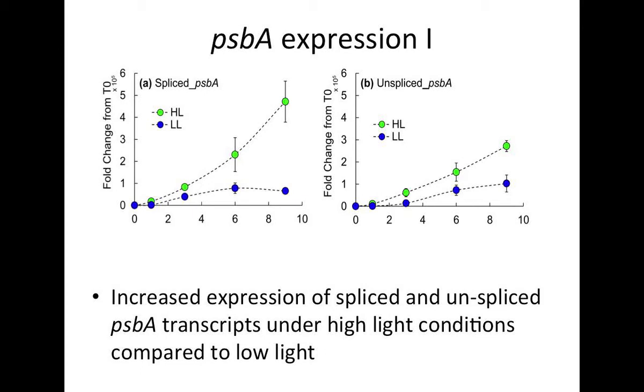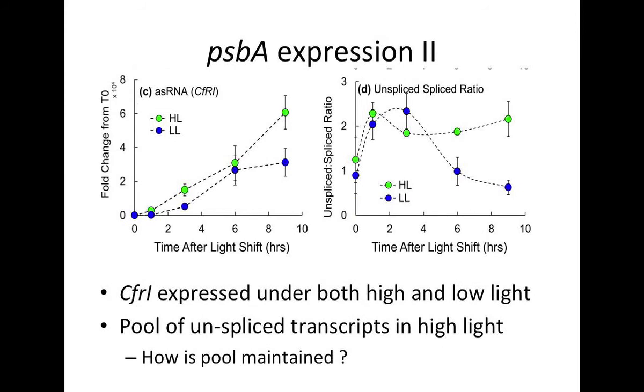If we look at the unspliced psbA, because there's an intron, there's always going to be pre-mRNA present. Again, in a high light condition, we get an increase compared to the low light in the amount of unspliced psbA. So this raises the question, how is this maintained? And is there any particular reason for it? So if I then go back and look at the antisense RNA, CFR1, we can see that again in a high light condition you get more of this CFR1 compared to the low light condition.